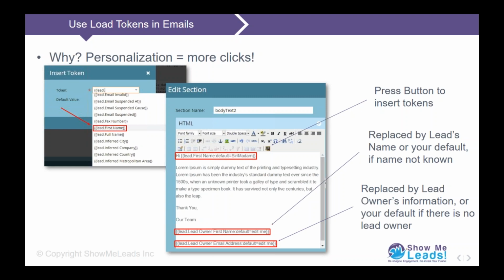So that is a piece that's very powerful in Marketo. You don't want to overdo the tokens. You don't want to get too familiar with them. But at least name, maybe lead owner, maybe company name, something like that is a good thing to have in there.